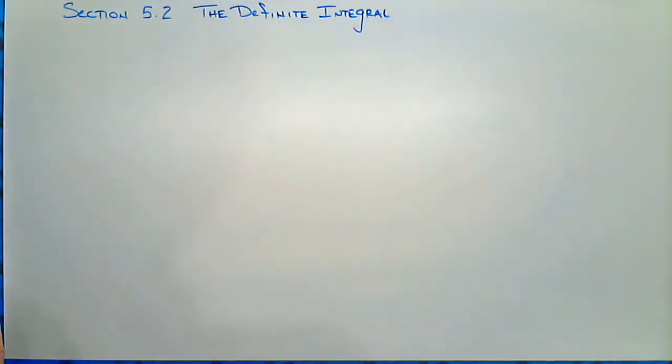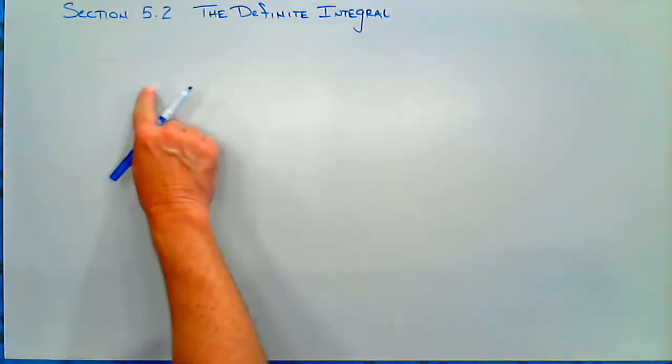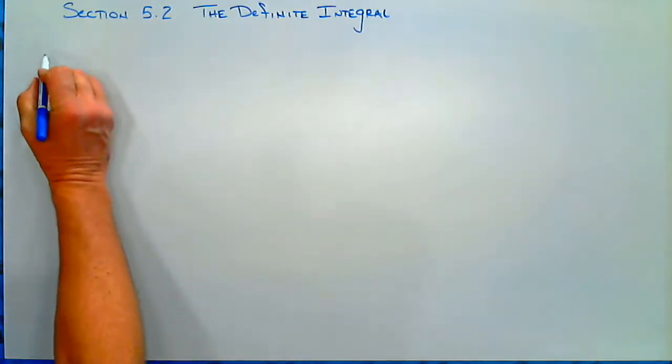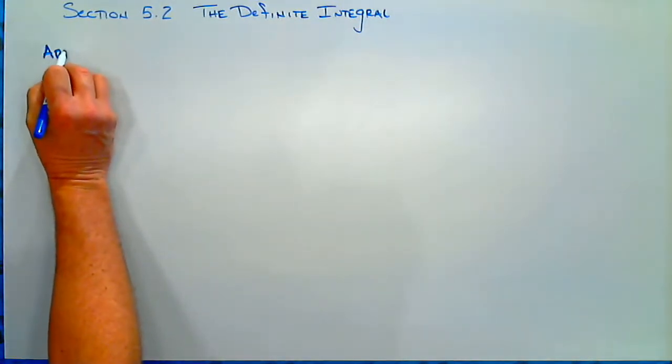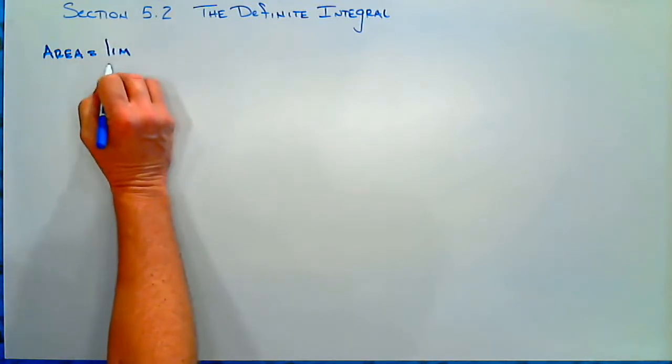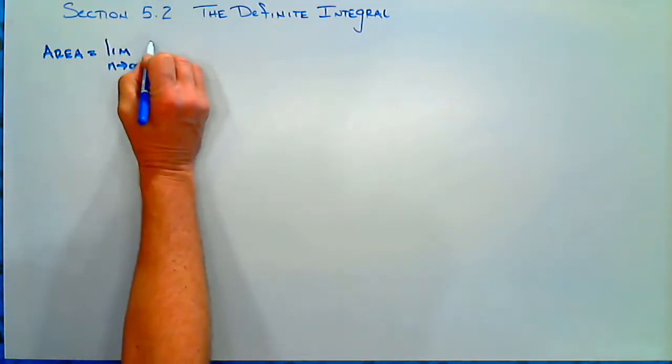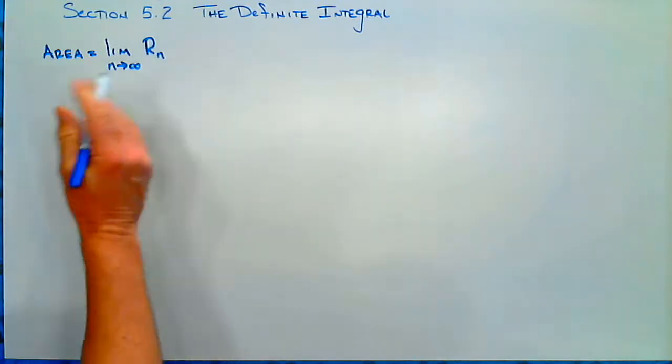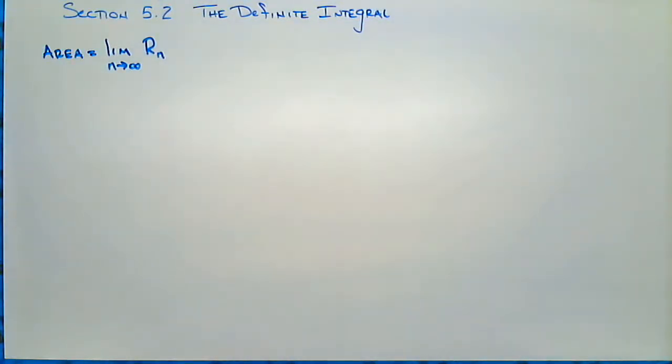We left off in section 5.1 with the definition that said area equals the limit as n approaches infinity of R sub n. Again, we picked right-hand endpoints because our book follows the convention of starting with right-hand endpoints. It could have been left-hand endpoints. It's just right-hand endpoints because that's the way our book chose to go.